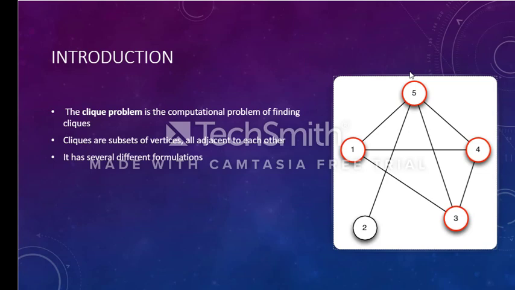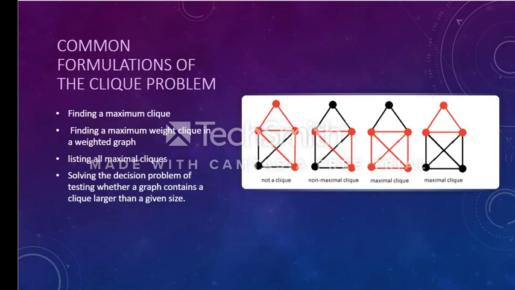In fact, clique has several different formulations. Common formulations of the clique problem include finding a maximum clique. Maximum clique is a clique with the largest possible number of vertices. Finding a maximum weight clique in a weighted graph.